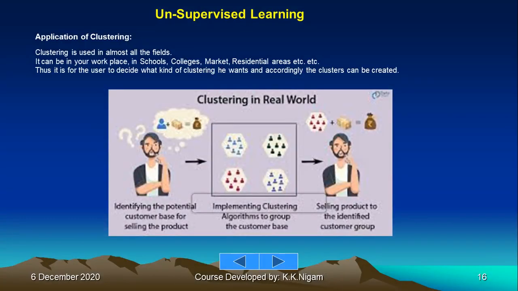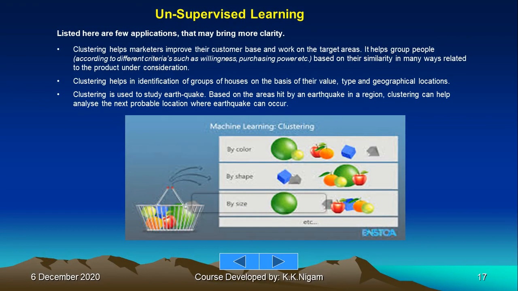Now, applications of clustering. Clustering is used in almost all fields. It can be in your workplace, in a school, colleges, market, offices, residential areas, etc. Thus, it is for the user to decide what kind of clustering he wants, and accordingly, the clusters can be created. Listed here are a few applications that can bring more clarity. Clustering helps marketers improve their customer base and work on target areas. It helps group people according to different criteria such as willingness, purchasing power, etc., based on their similarity in many ways related to the product under consideration.